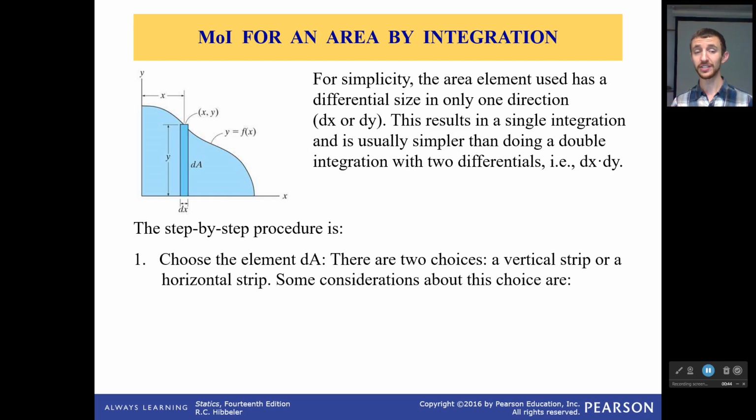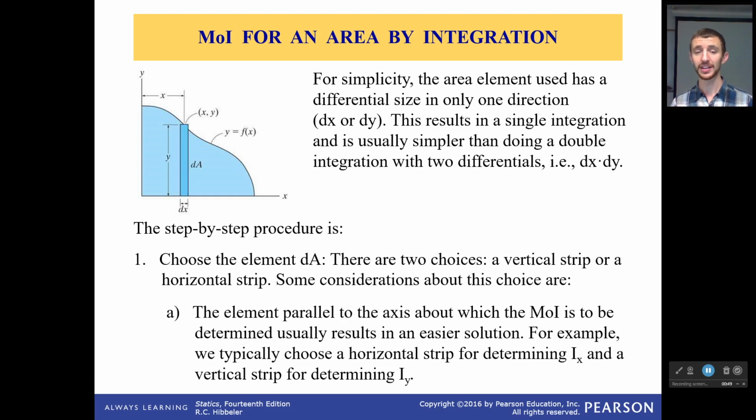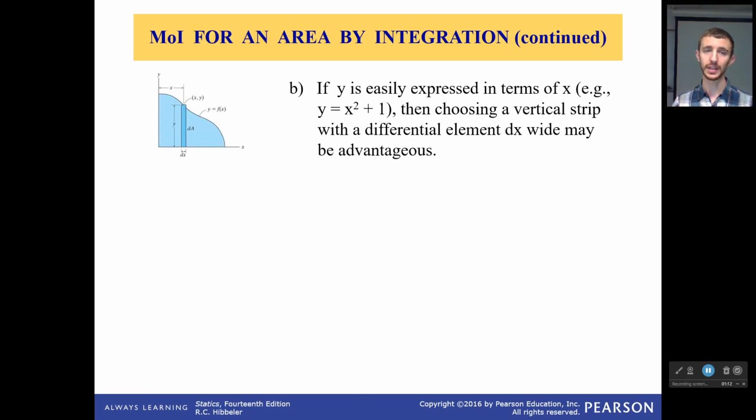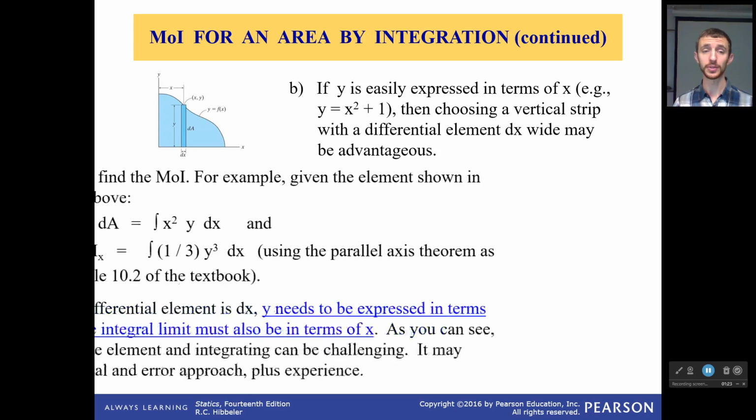Now the step-by-step procedure is, first, you have to choose a vertical or horizontal strip. When you think about that, usually it's best to have a strip that is parallel to the axis you're taking the moment around. So if I have the moment of inertia around the x-axis, I want a horizontal strip. Moment of inertia around the y-axis will need a vertical strip. That's just usually, it's not always the case. Second thing is, if y is easily determined in terms of x, you might want to choose a vertical strip with a differential element dx. That could be helpful. Not always, but it's possible.